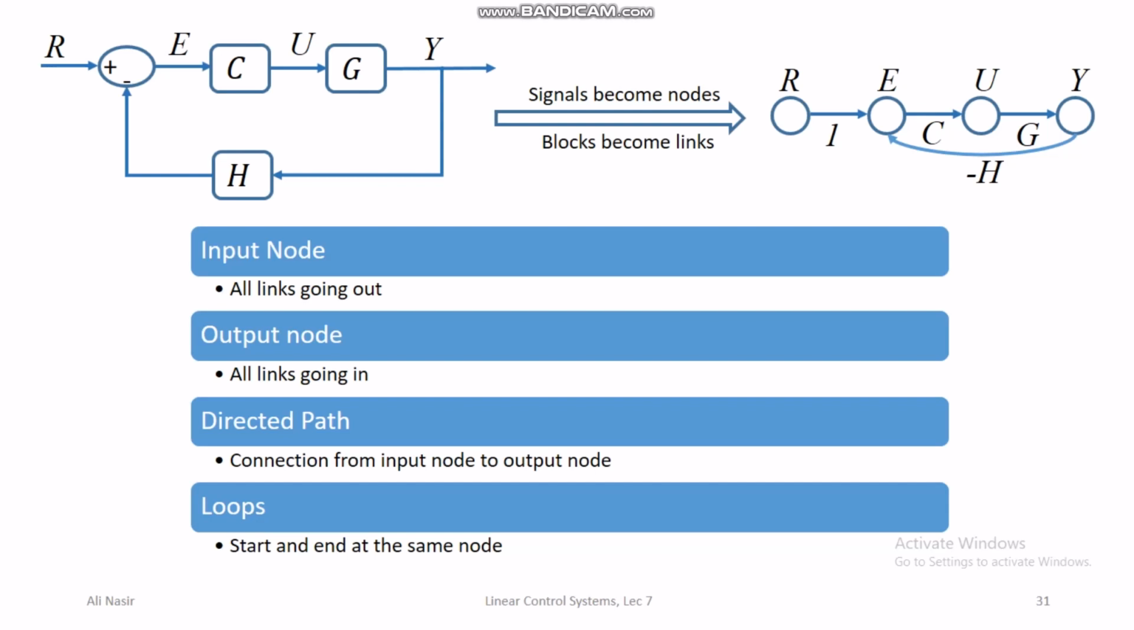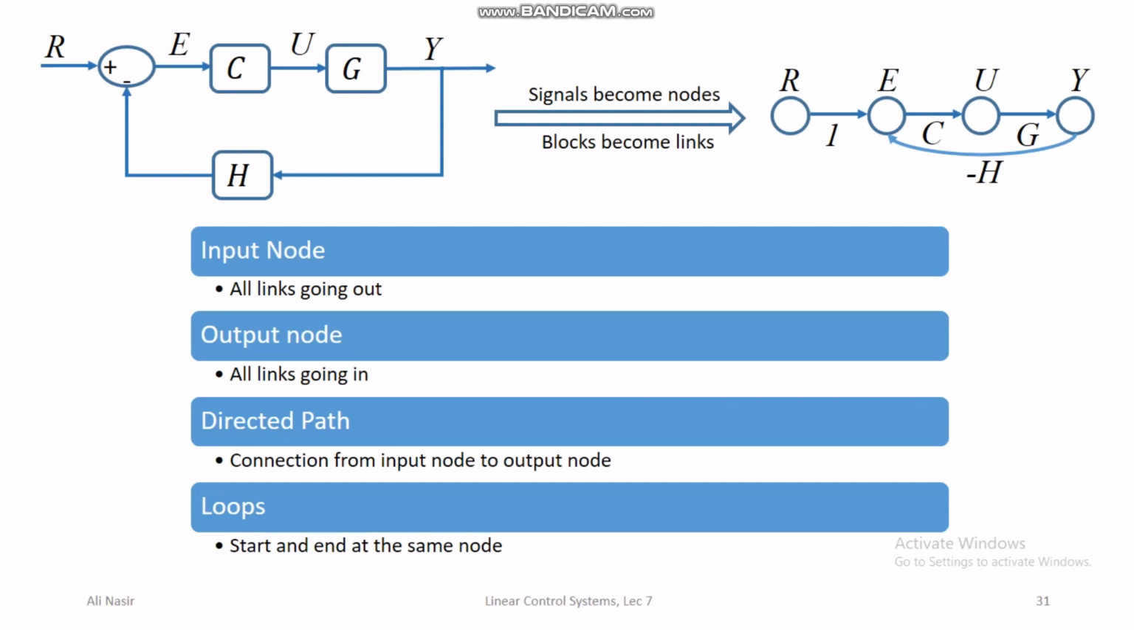Maybe yes. So sorry, input node is where all the links are going out, and the output node is where all the links are going in. So there is no output node in the signal flow graph that I have drawn, but there is input node which is R.